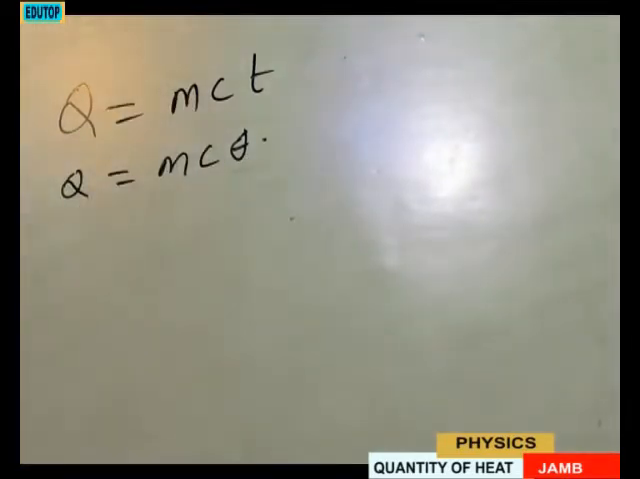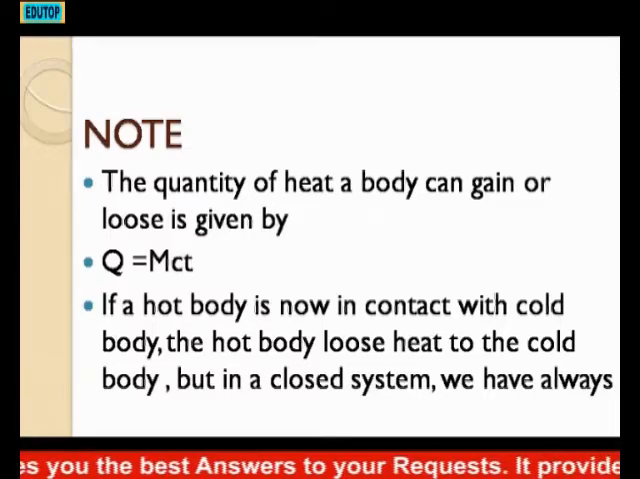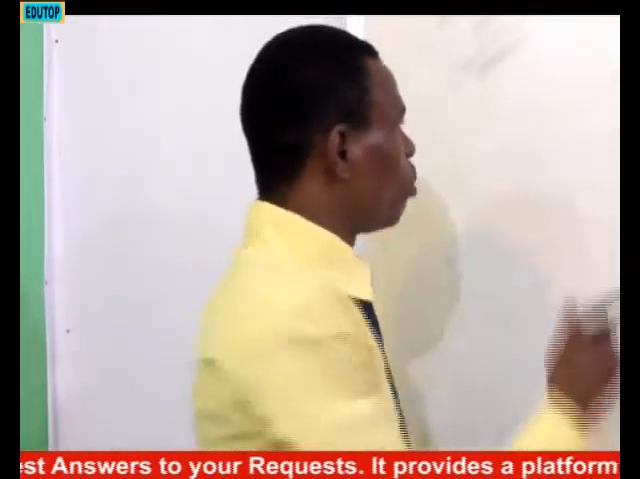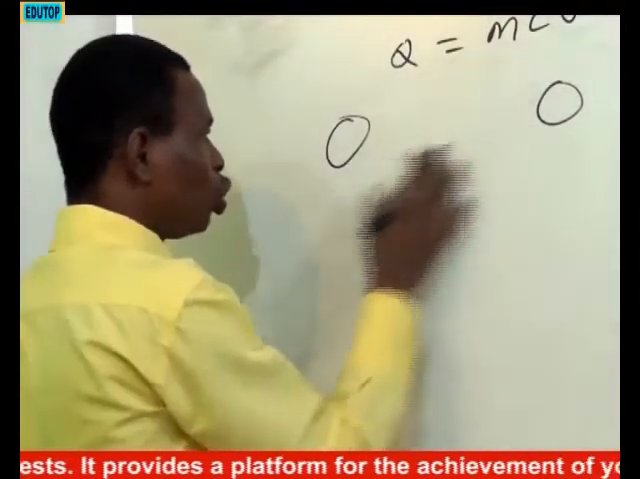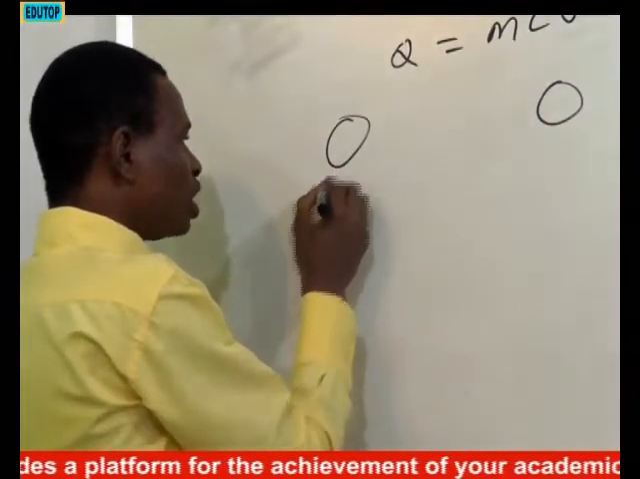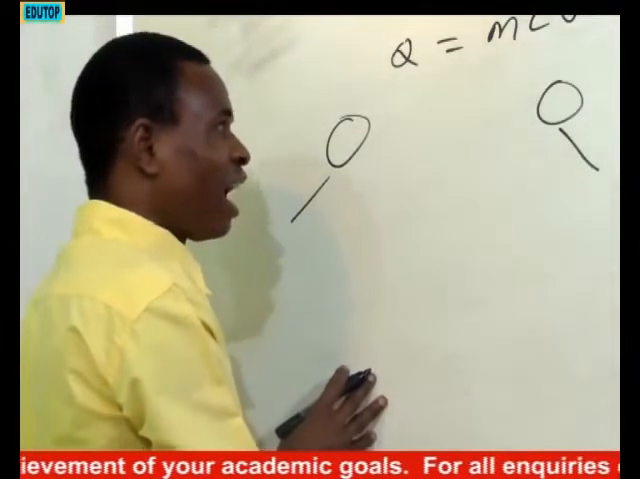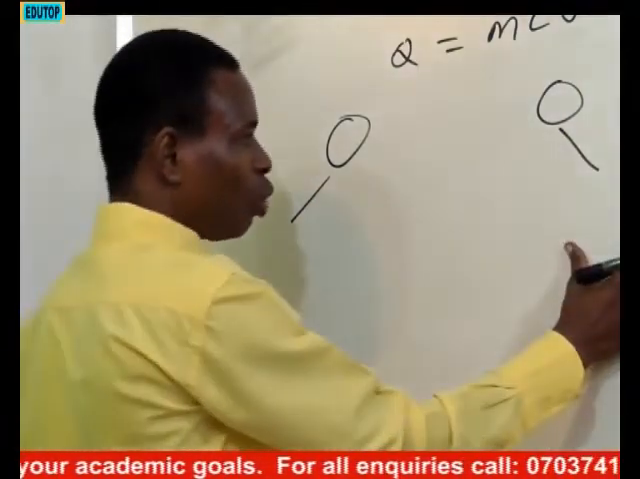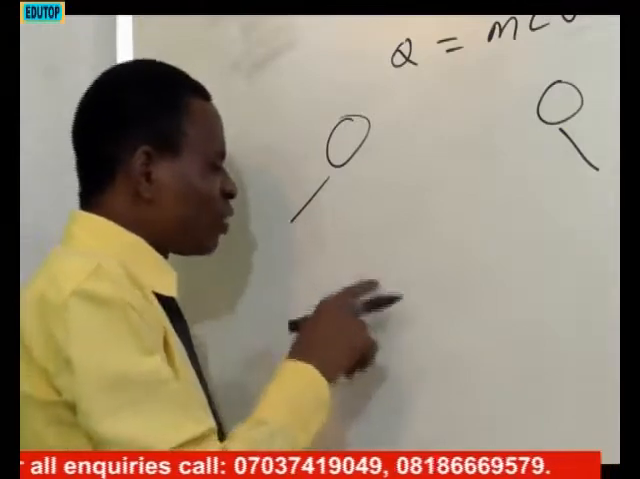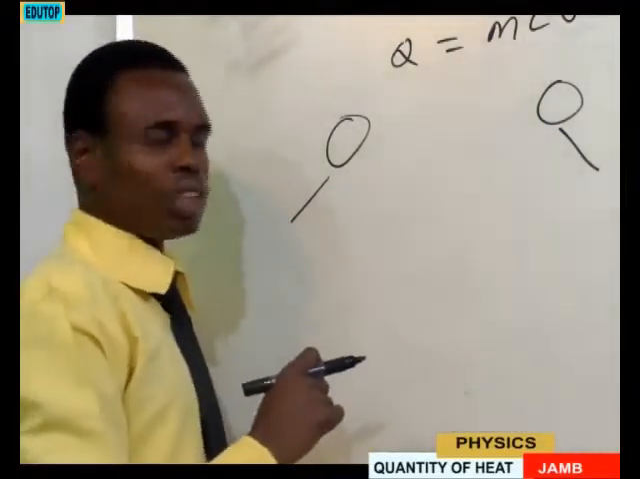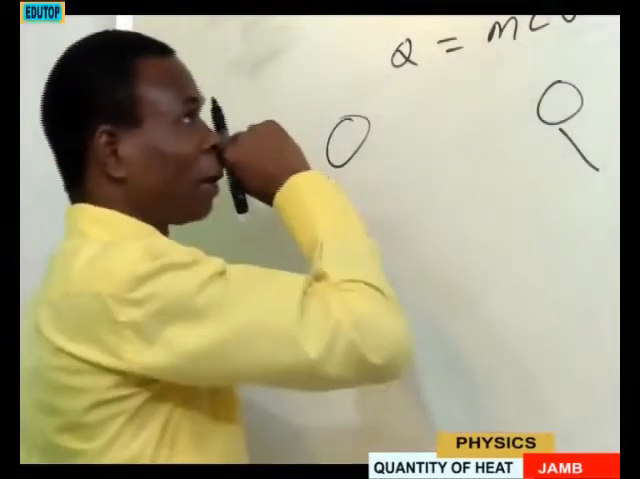Okay? Then if a hot body is in contact with a cold body, we allow the two bodies to come together. One of the bodies will lose heat, another body will gain heat. It's as good as this: you have hot water, you have cold water, you mix it together. The one that is hot will lose heat because it will transfer that heat to the one that is cold. And the cold body will gain that heat and it will become hot. That's what we are talking about.